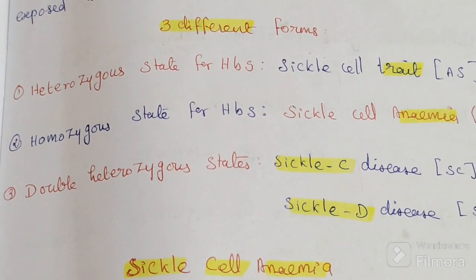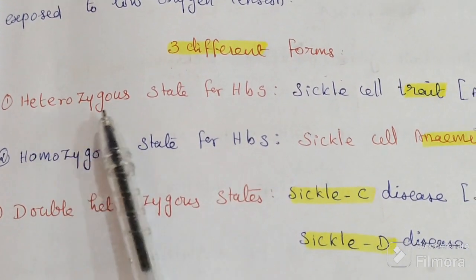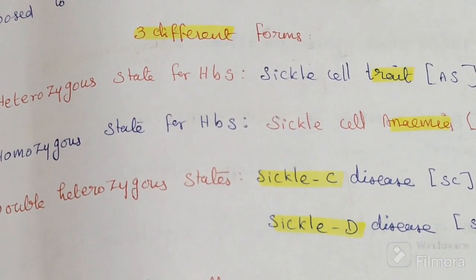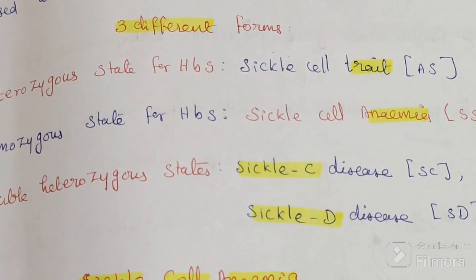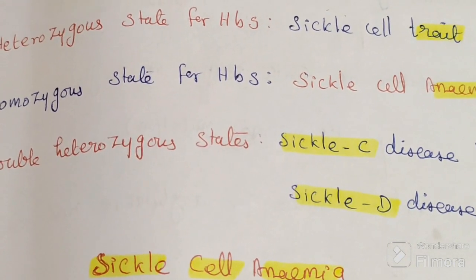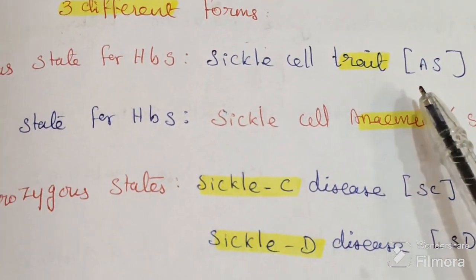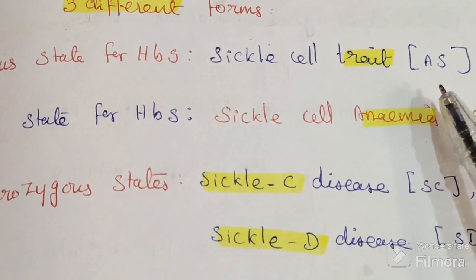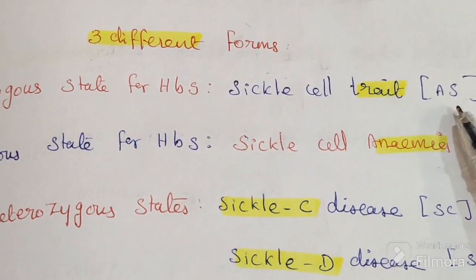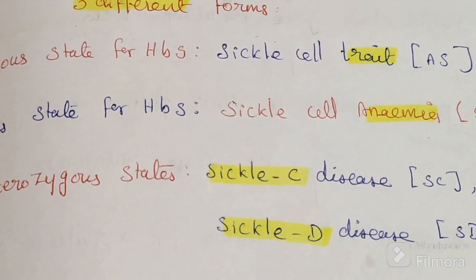There are three types of sickle syndrome. The first one is the heterozygous state of hemoglobin. Here one gene is HbA, which is normal, and one gene is HbS, which is abnormal. So it is known as AS. One is normal, one is abnormal. AS is known as sickle cell trait.